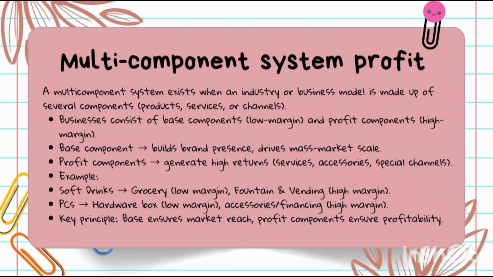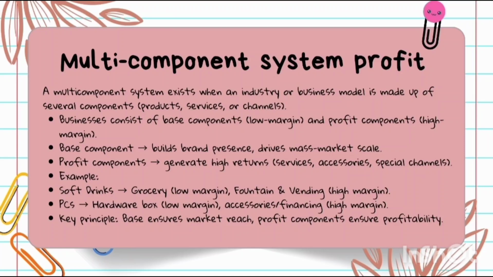For example, in the soft drinks industry, selling through groceries gives very low margin, but when the same drink is sold through fountains or vending machines, the margins are way higher. Similarly, in personal computers, the hardware box itself is low margin, but accessories, options, and financing bring in significant profits.